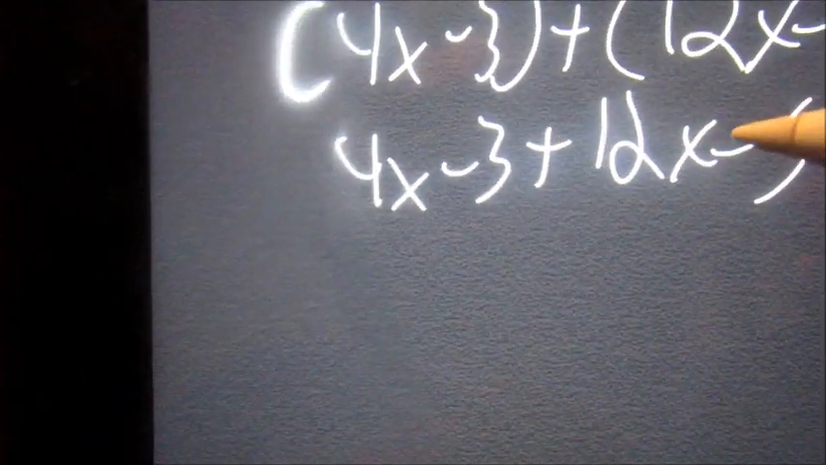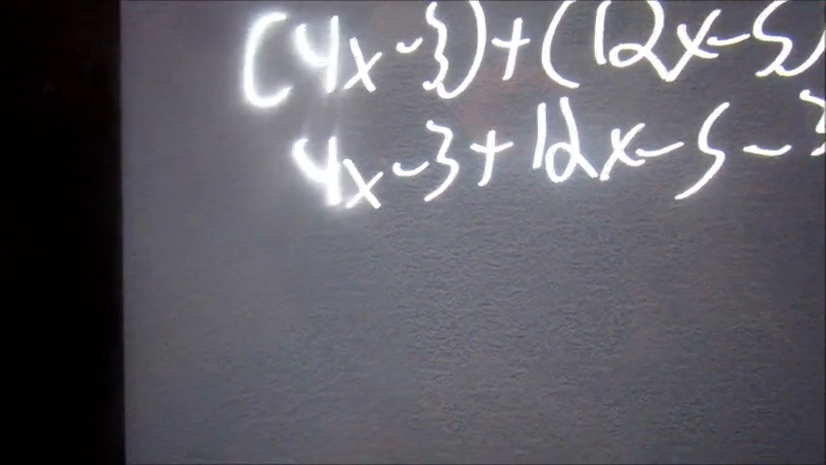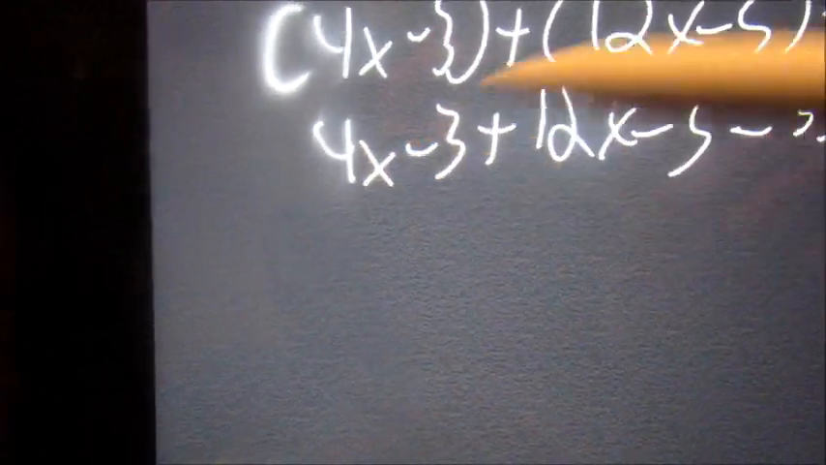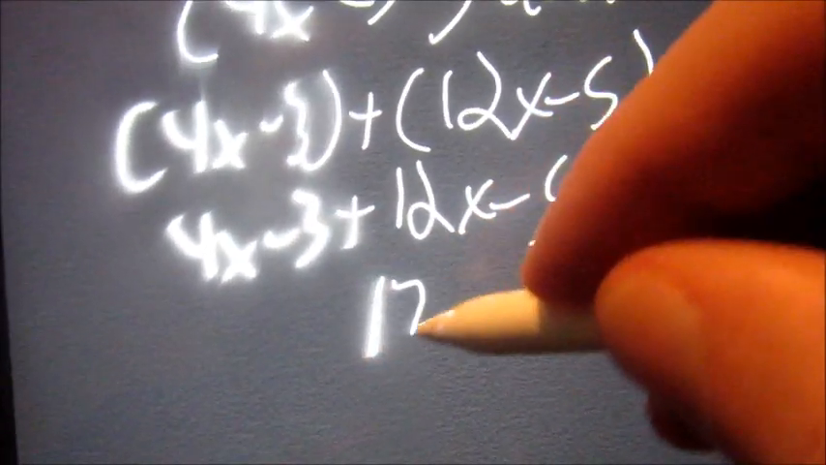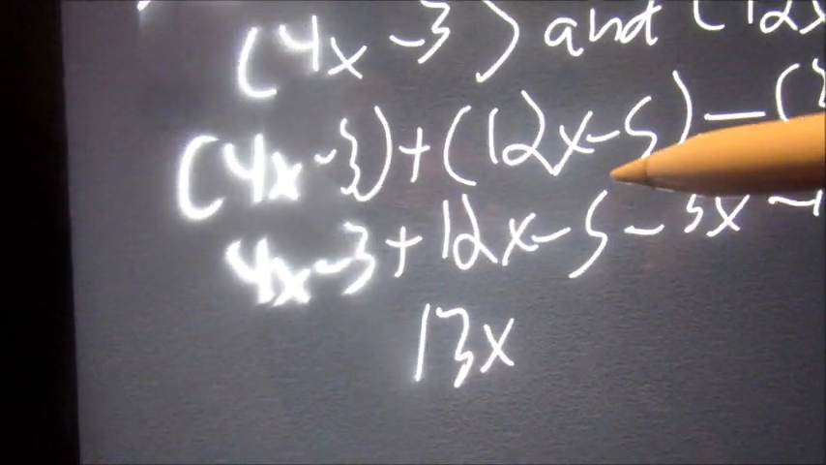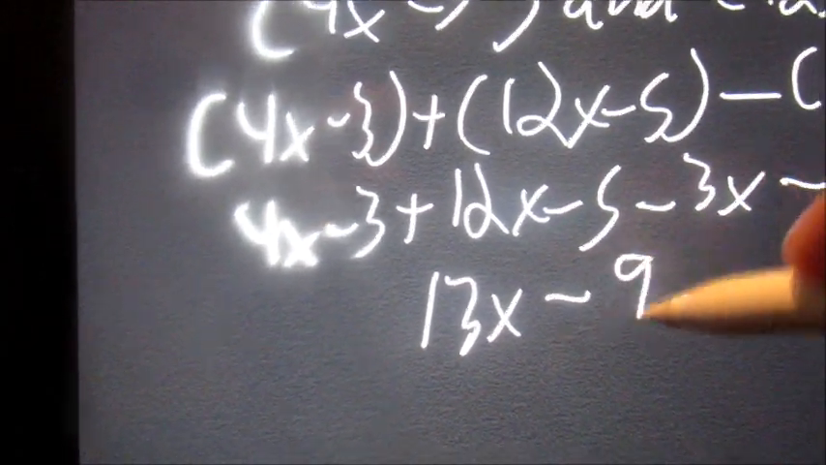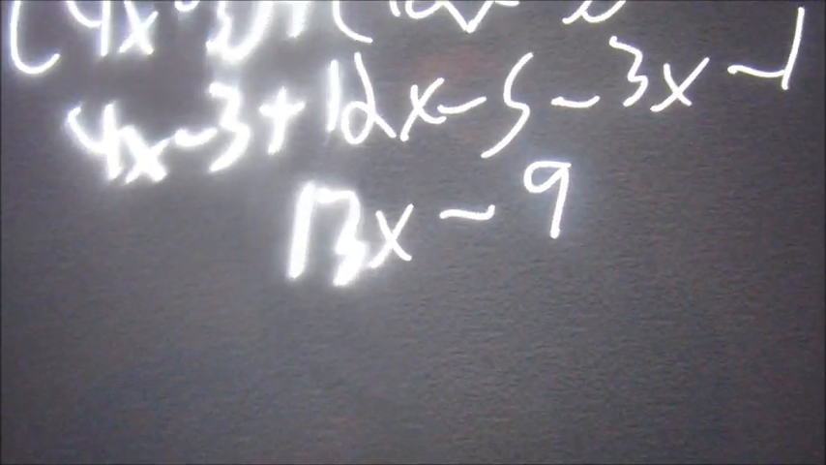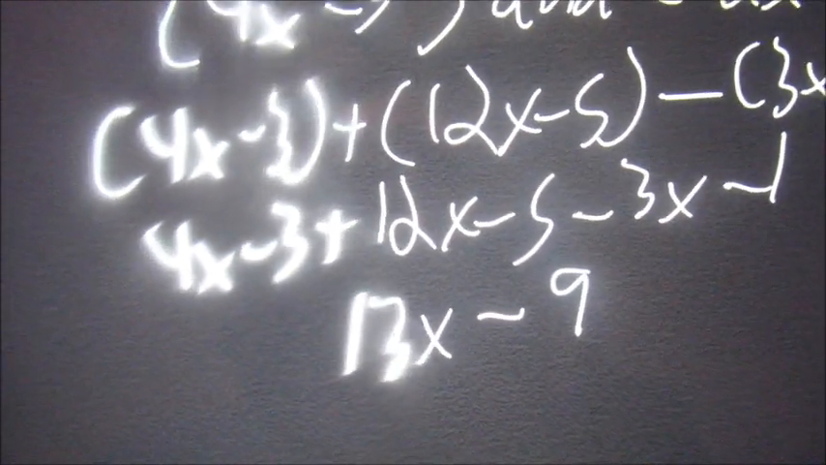And now combining like terms, we have 4x plus 12x minus 3x. 4 plus 12 is 16, minus 3 is 13x. We have minus 3, minus 5, minus 1, which becomes minus 9. So 13x minus 9. Do one more of these.